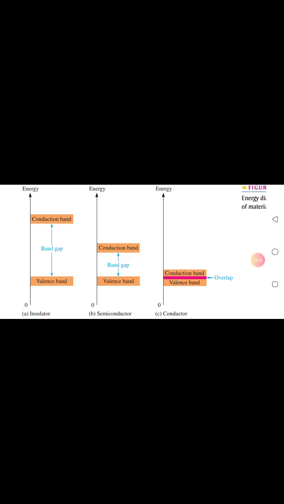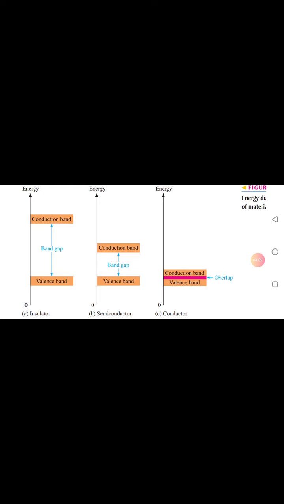There are two bands, the conduction band and the valence band. The conduction band is the band towards which electrons jump. When the electrons jump from the valence band towards the conduction band, actually the current is flowing. But it is not easy. It is not so easy for electrons to move from the valence band towards the conduction band.